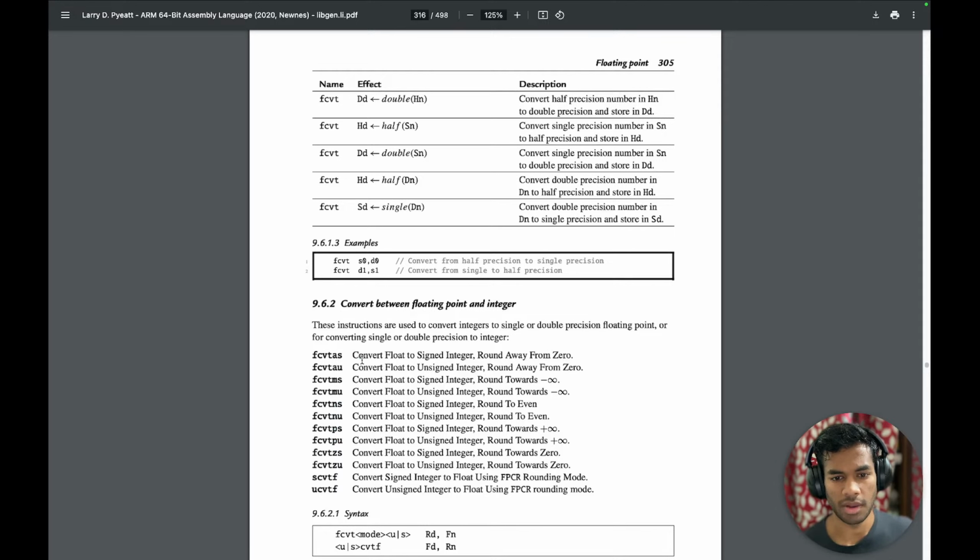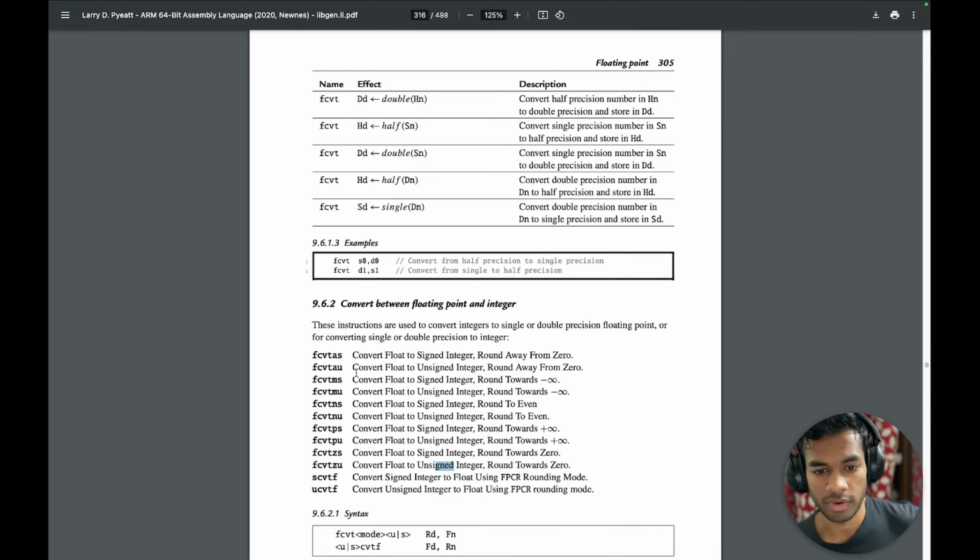I don't know. Convert float to signed integer, run away from zero. Convert float to unsigned integer, run away from zero. A is away from zero. M is minus infinity, rounds to minus infinity, and N means rounds to even here, and P means plus infinity, and Z means rounds to zero.